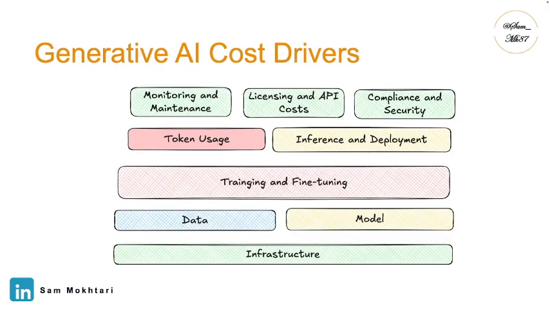To effectively manage and optimize the cost of a generative AI application, it's crucial to understand the key cost drivers. These drivers influence the overall budget and also help identify areas where efficiency can be introduced. By analyzing these components, you can make informed decisions about scaling, resource allocation, and long-term investment in AI technologies. Here you can see a number of key cost drivers: token usage, data, infrastructure, monitoring, and maintenance. Let's deep dive into each of these individual cost drivers.